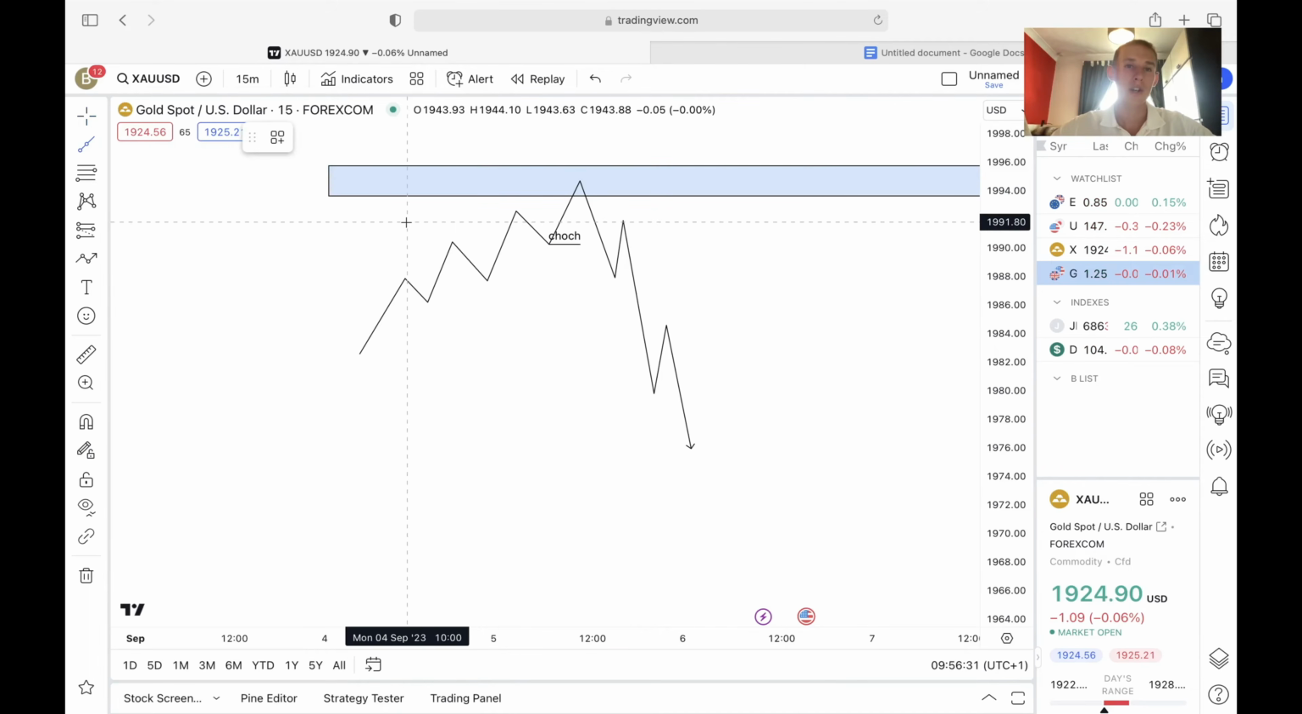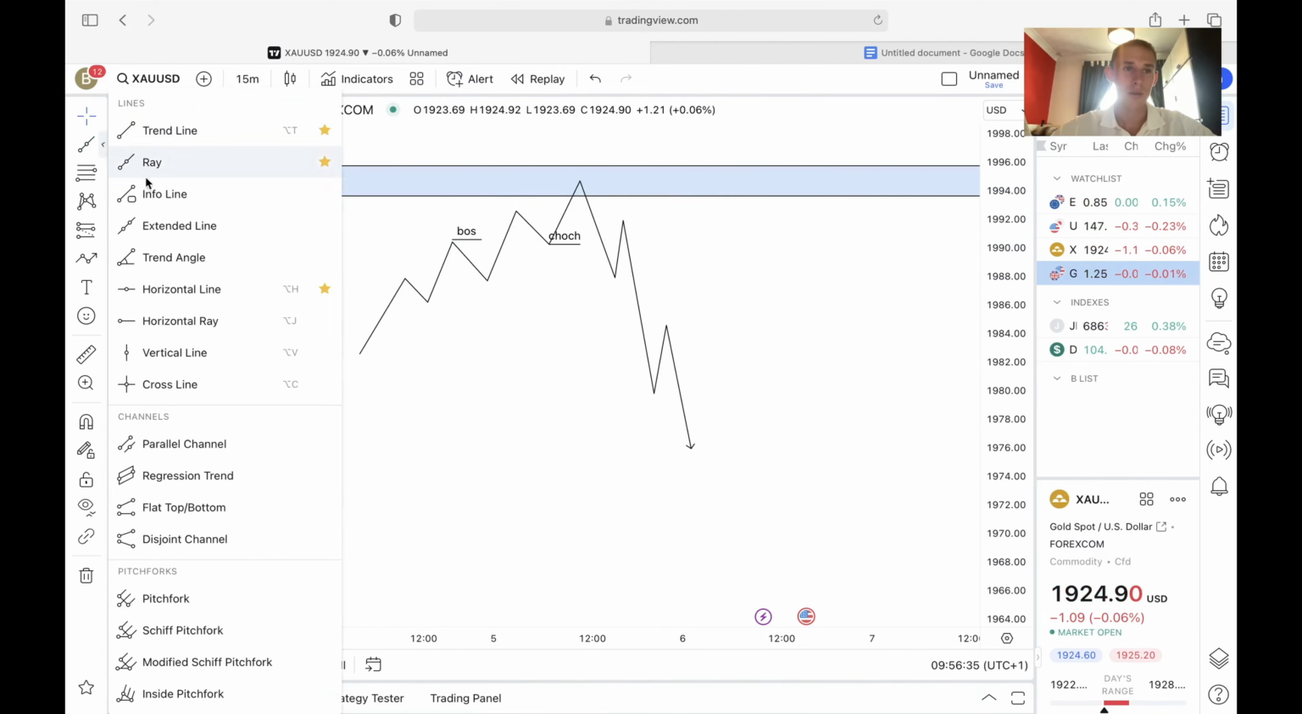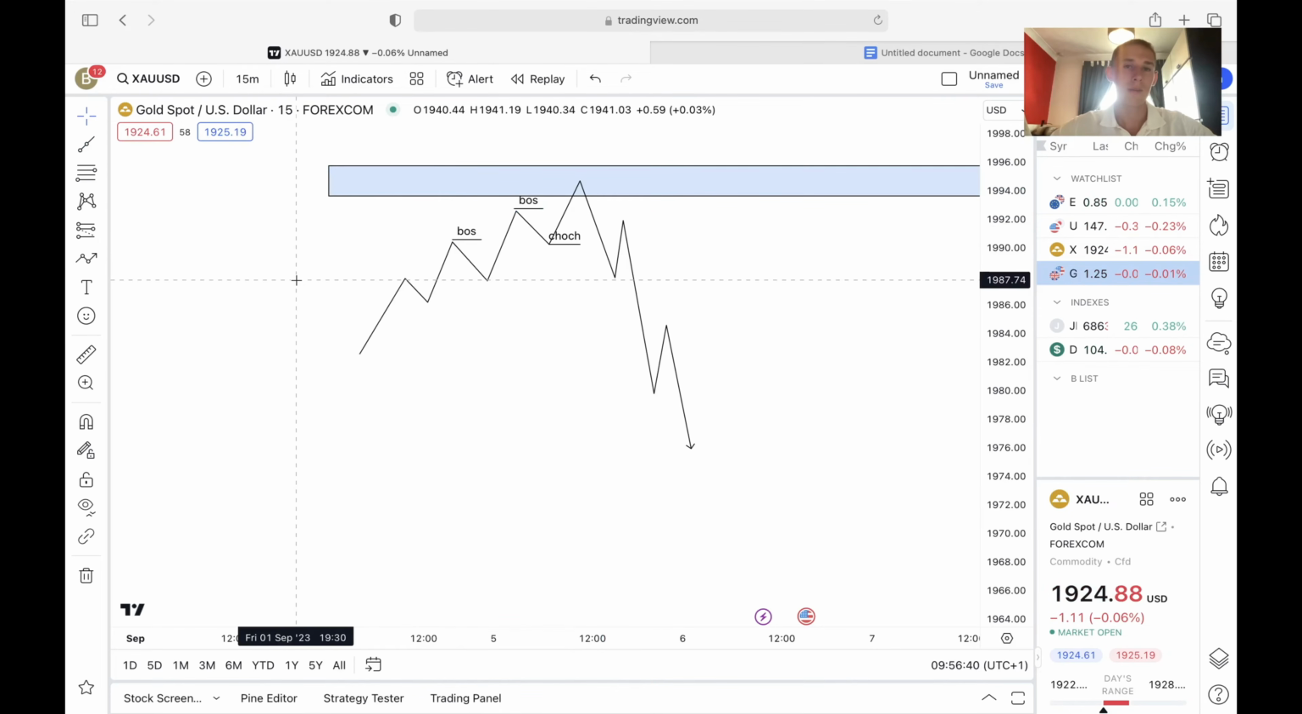If we break structure with the trend, that would be just a break of structure like this. So we also have one just here. The main difference between a break of structure and a change of character is that the break of structure happens in line with the trend. A change of character is a break in the opposite direction to the trend, if that makes sense.